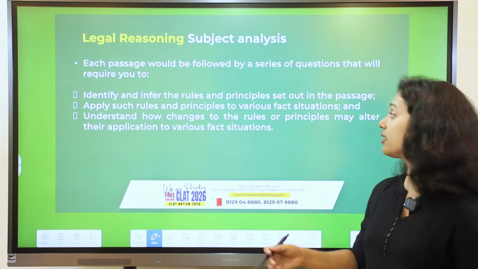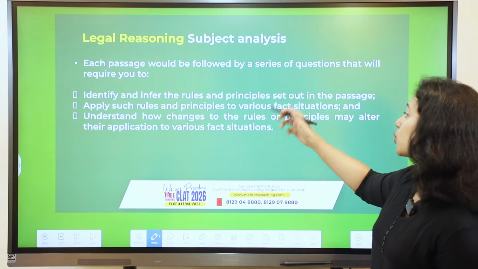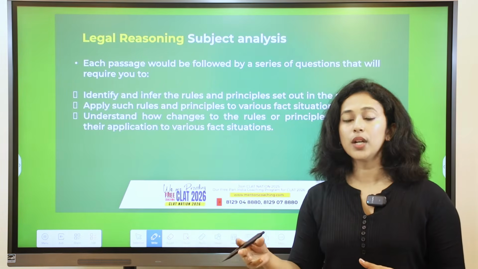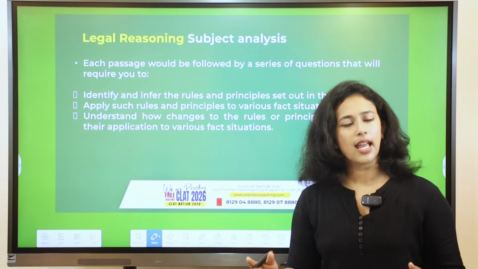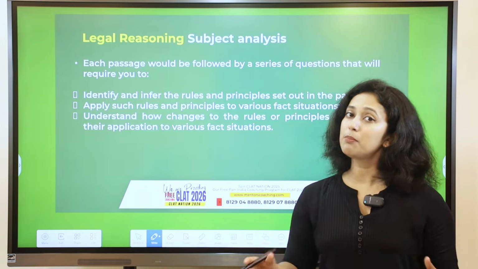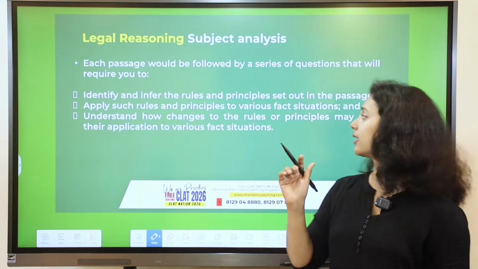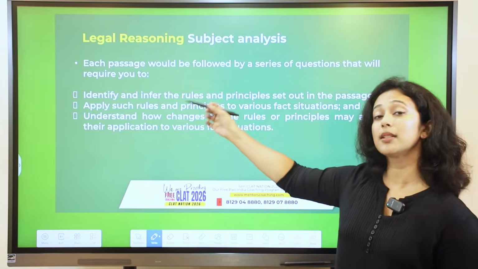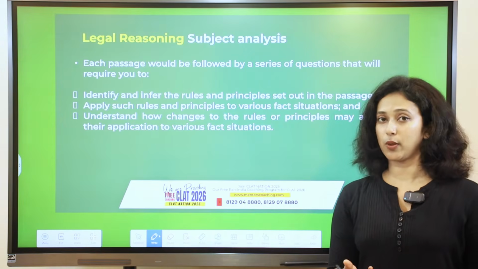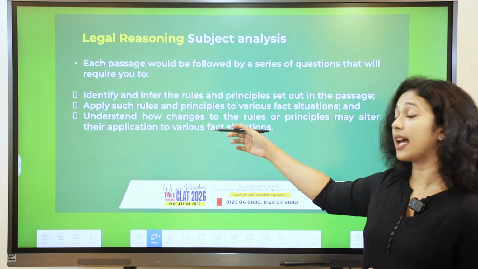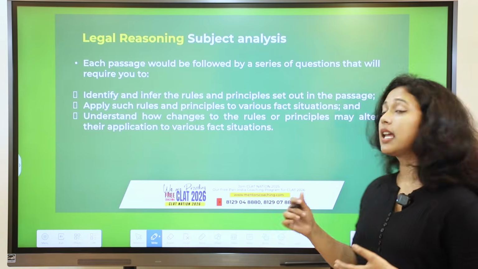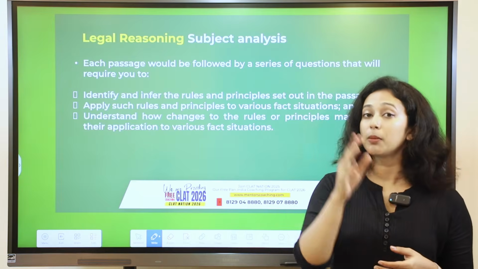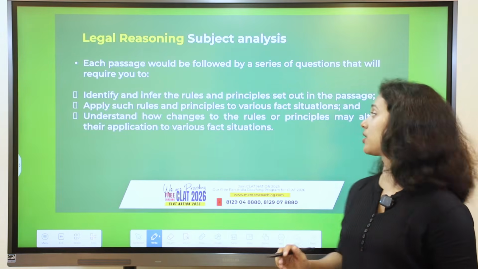And how do you answer it? Identify and infer the rules and principles set out in the passage. The passage will definitely give you an idea about what the principle is. It will not be complicated; it will be in simple English and you will be able to understand it. Then you will be given a situation. You have to apply such rules and principles to various fact situations, and then understand how it changes the rules and principles. Then you have to alter your interpretation, keeping in mind the principle given in the question.